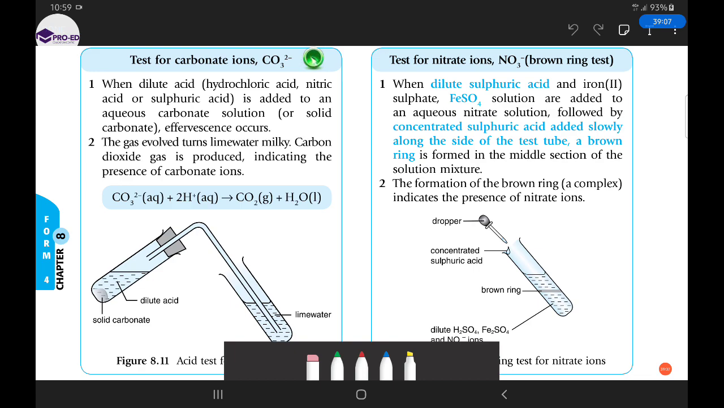In this case, we reacted it directly with an acid. No heating took place here. It gave off carbon dioxide gas that turned lime water cloudy, and automatically we knew that it's definitely carbonate ions, right? Okay, then we move on to the next one.